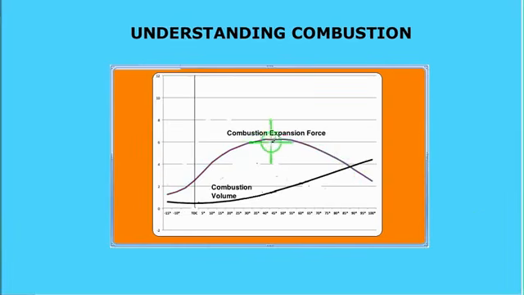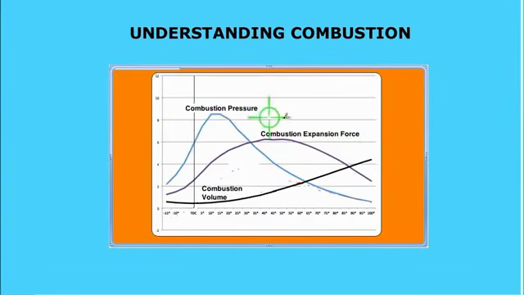That expansion force works in conjunction with the volume above the piston. This being TDC right here, you can see it's the lowest amount of volume, okay? And as the crank rotates and the piston goes lower, you have more and more volume, okay? That volume and the force work together to make the combustion pressure.